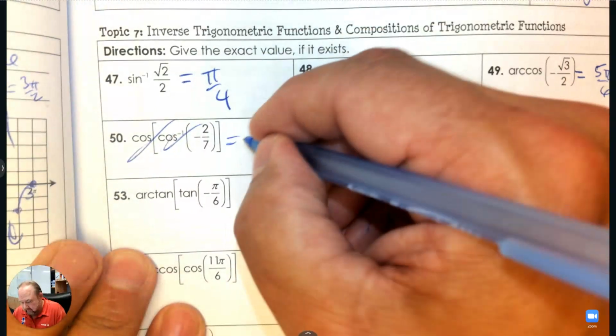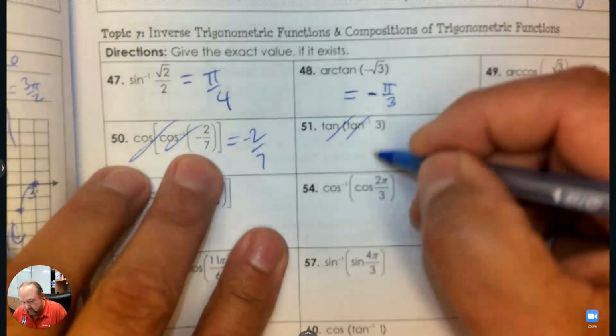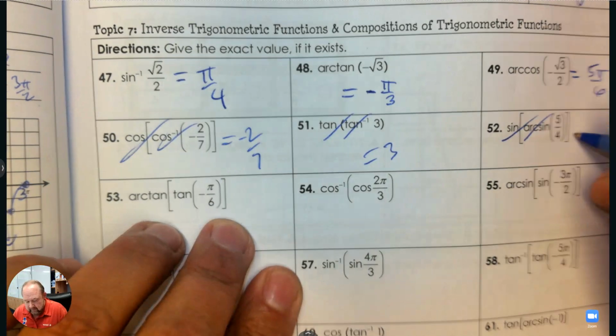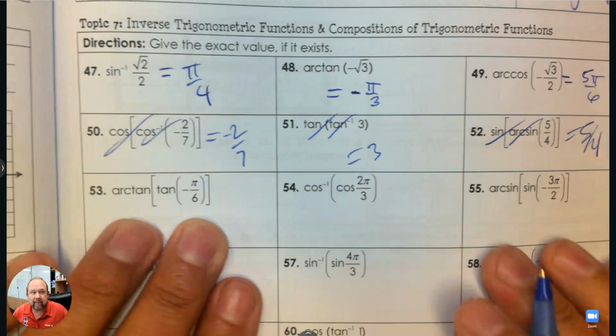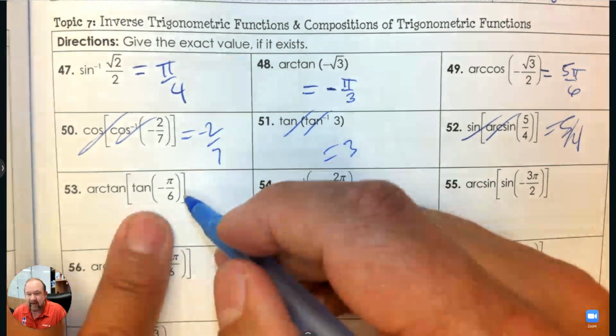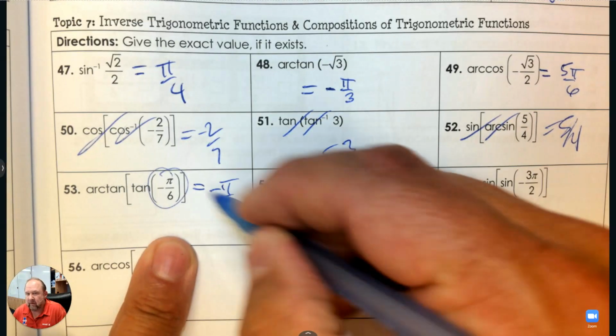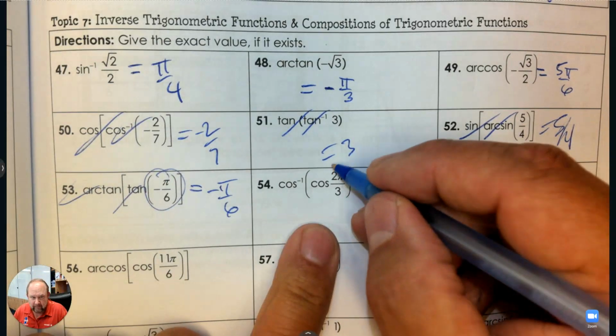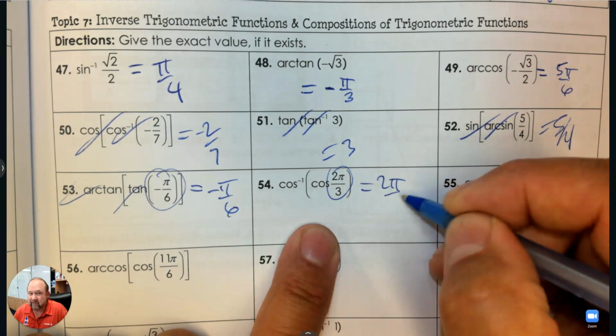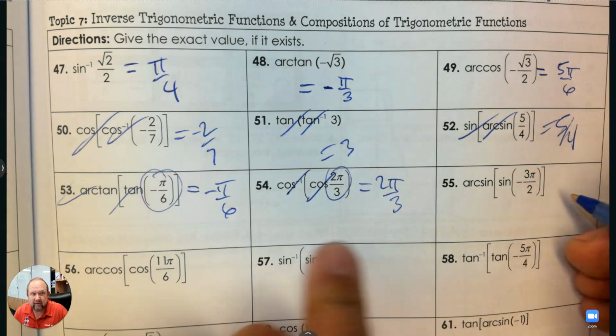These cross out and give me negative 2/7. These cross out, give me 3. This gives me 5 over 4. When it's an angle, I need to be careful, but this angle is in the correct location, so I can cross them out, and that's an answer. Same thing here, that's the correct location. It's in quadrant number 2, which is where it should be.